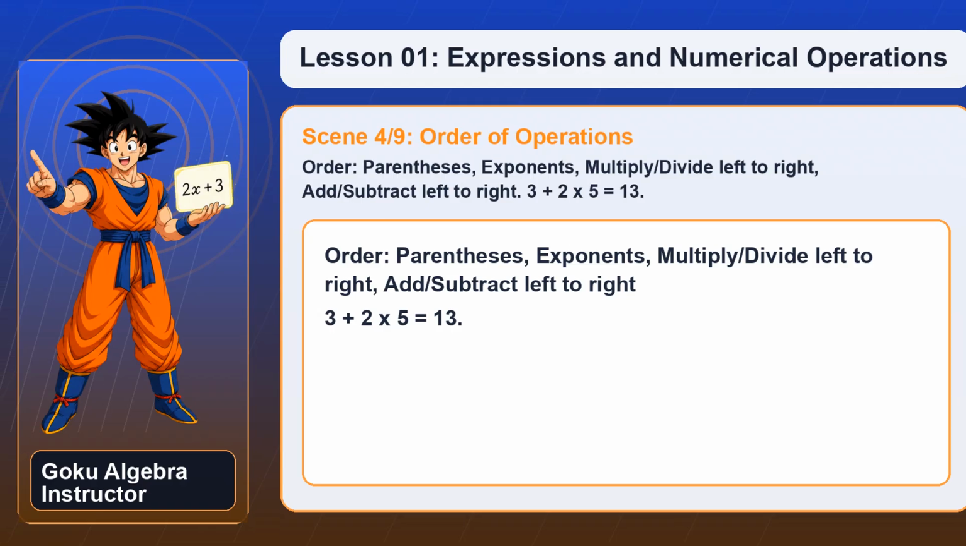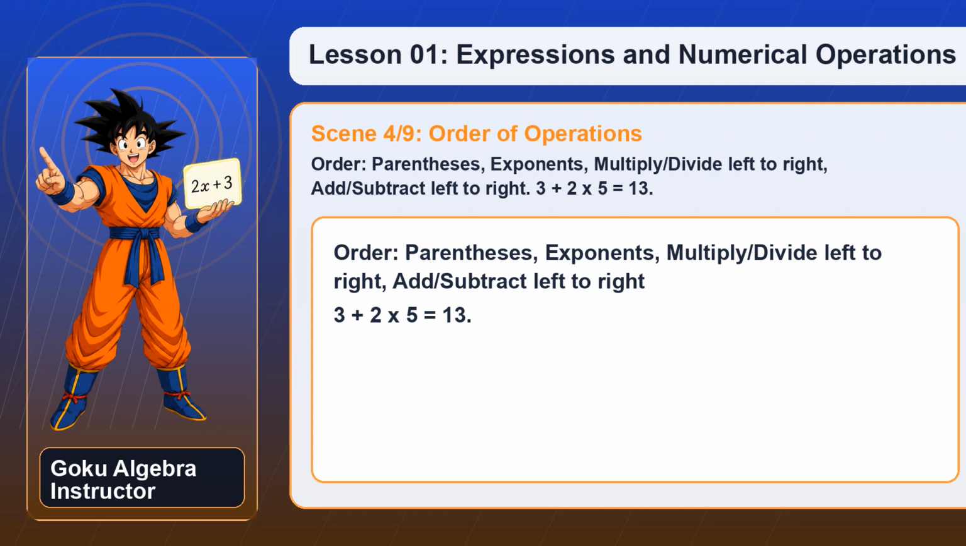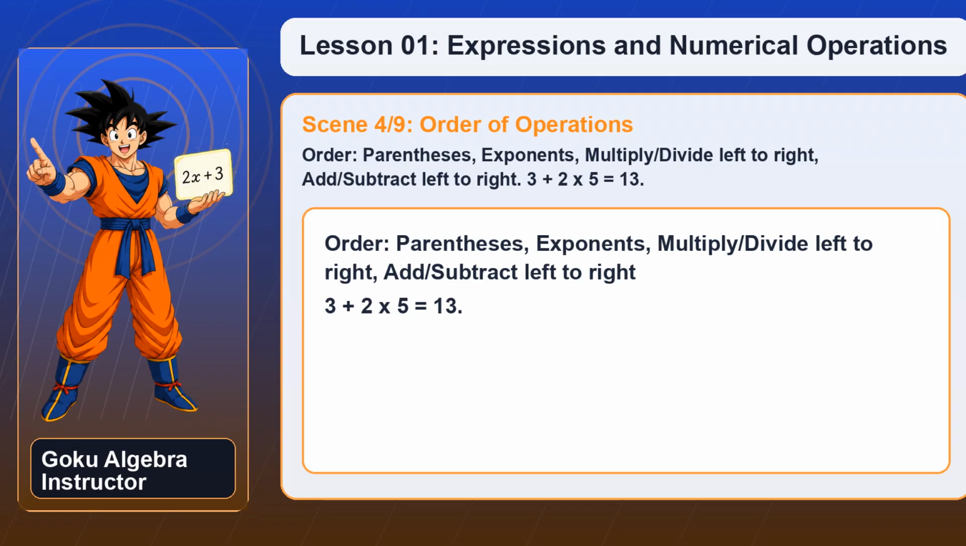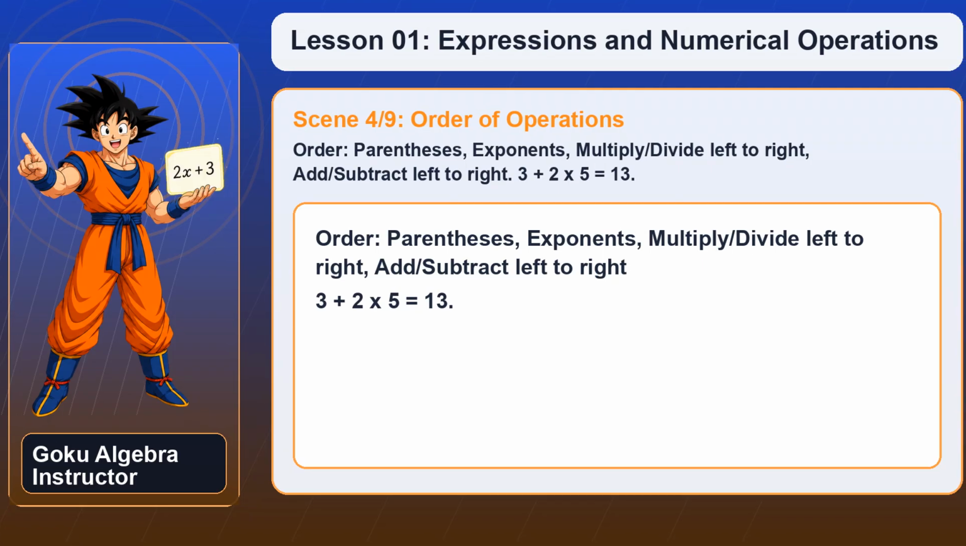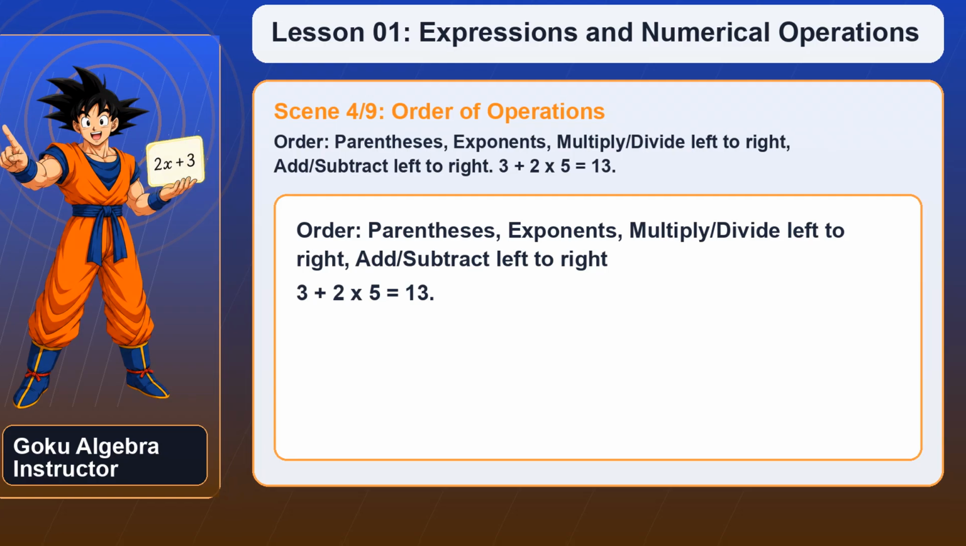Watch this expression: 3 plus 2 times 5. If we add first, we get 25, but that changes the recipe. Multiplication has priority here, so 2 times 5 becomes 10, and 3 plus 10 becomes 13. The order keeps every reader on the same path.